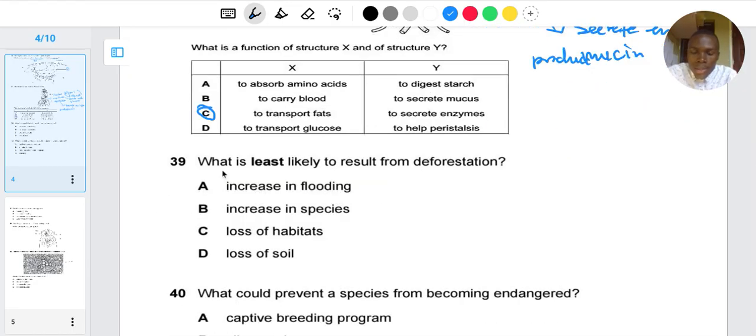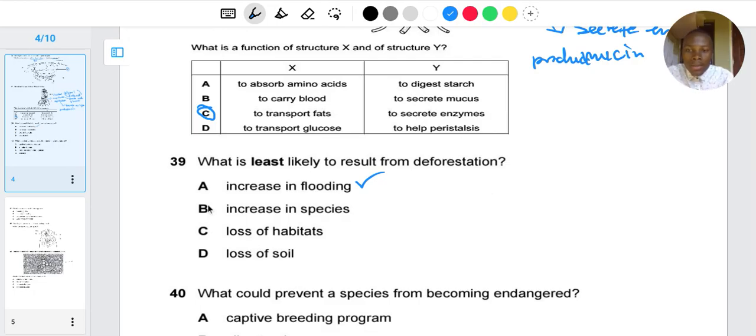So the next question is saying, what is least likely to result from deforestation? So when you say least, it is something likely not to happen when a certain thing happens. When deforestation happens, which one of these is not likely to happen? You know that deforestation is going to lead to an increase in flooding. But an increase in species, how? Because when deforestation happens, the trees are going to be cut down, meaning there will be destruction of the habitat, and the animals won't have a habitat where to live. As a result, there will be a reduction in the species.